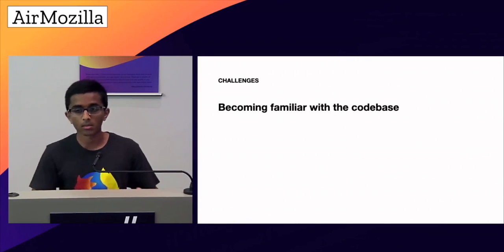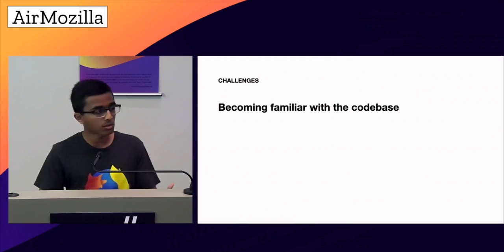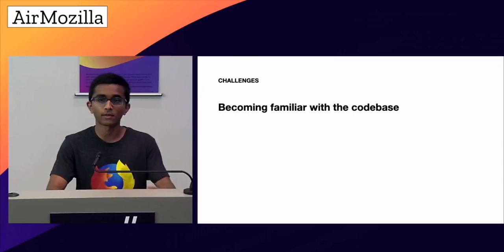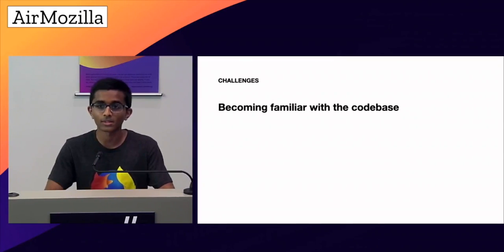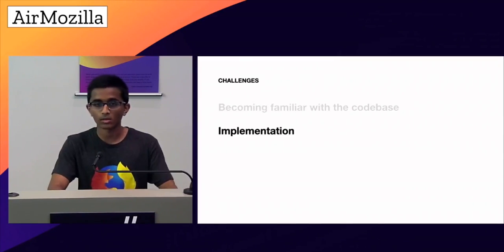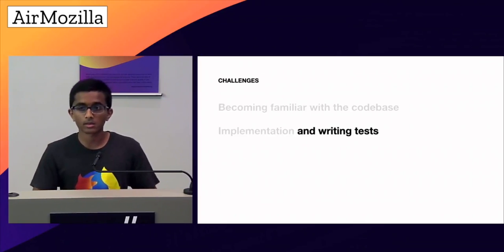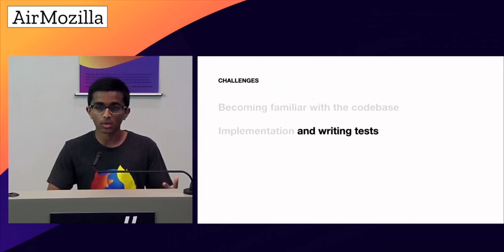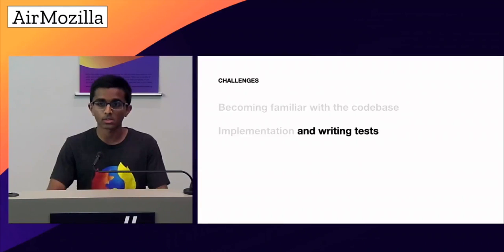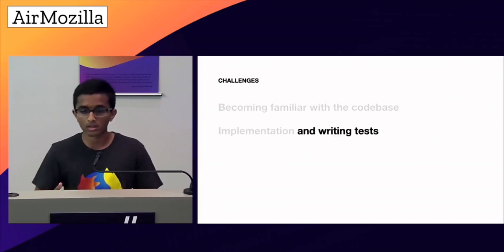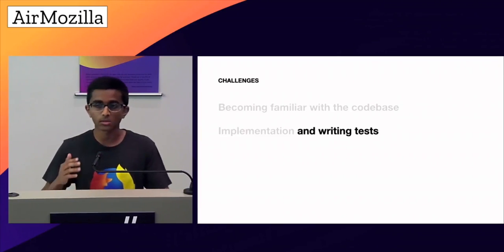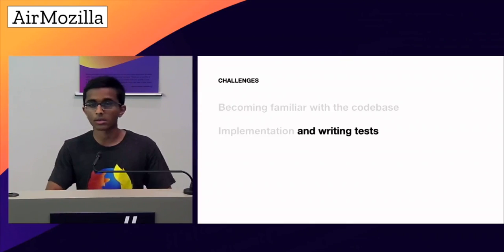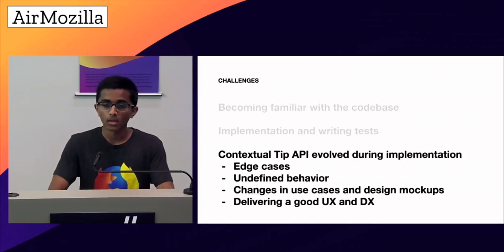Some of the challenges with making the API involve becoming familiar with the code base. This is the largest code base I've ever worked with. It's the first time I've had to search for files because I couldn't find them in the right folders. Implementing some parts was also challenging. Sometimes writing tests was harder than implementing a feature itself. Like implementing icon support: the contextual tip API supports developers specifying what icons to use for default light and dark themes, as well as icons for low and high resolution screens. And figuring out how to write the test for that was harder than actually implementing support for that.